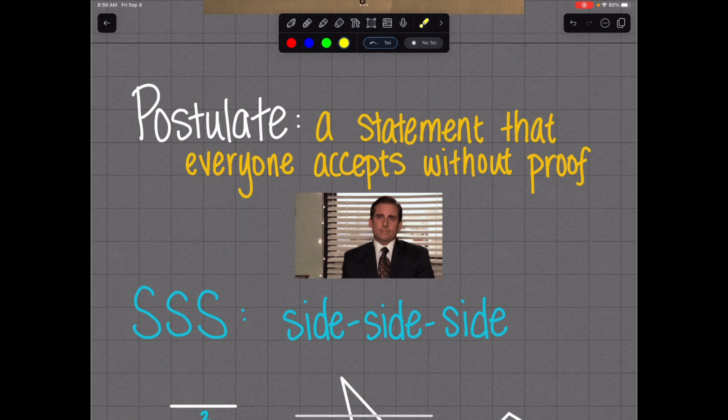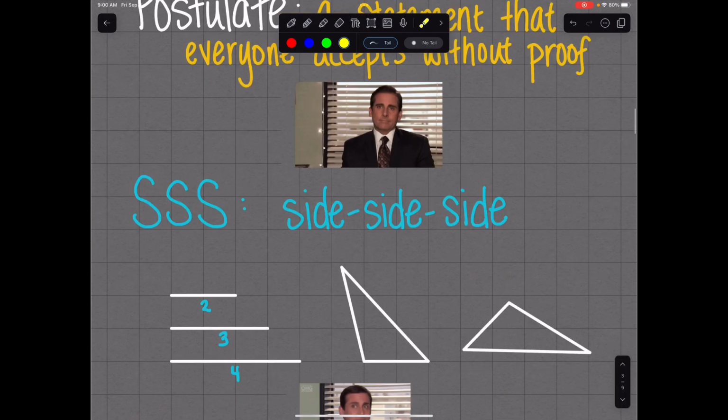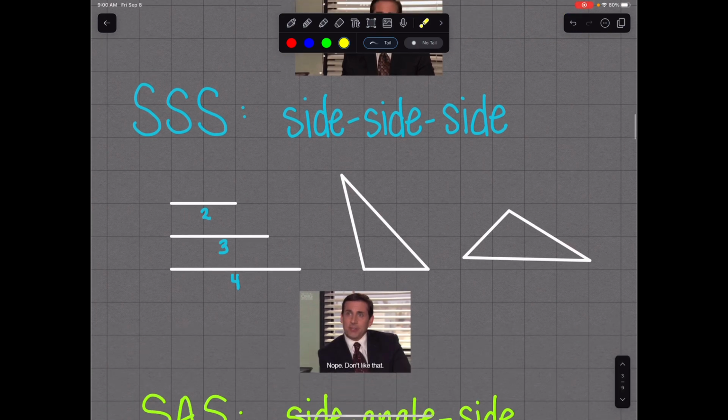Okay, so we're going to go on to learn 4 different postulates of triangle congruence. I know, are you looking at me like this? I'm dead inside. The first one is called SSS. SSS stands for side, side, side.